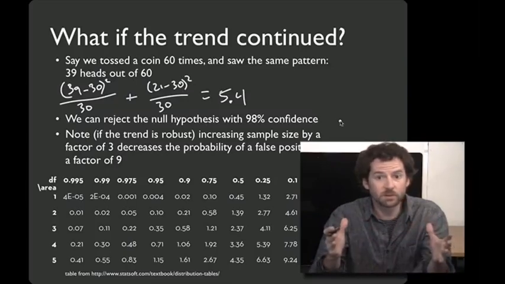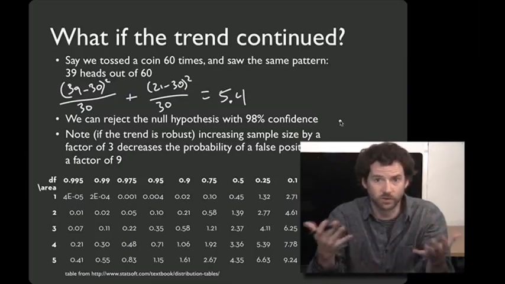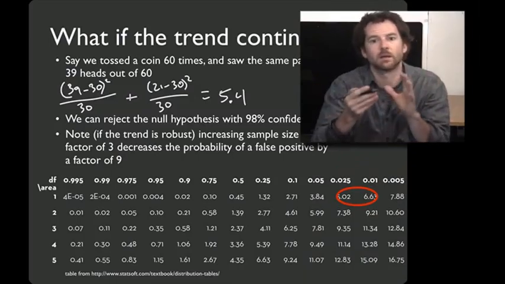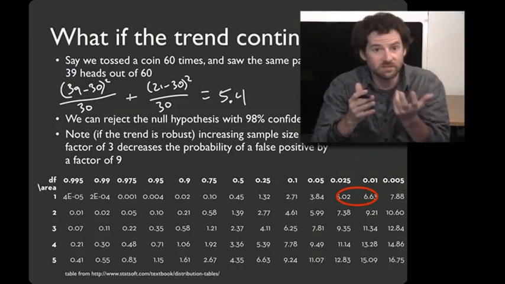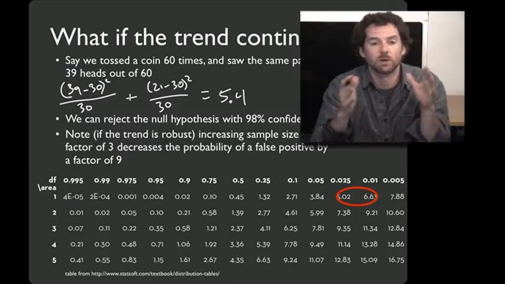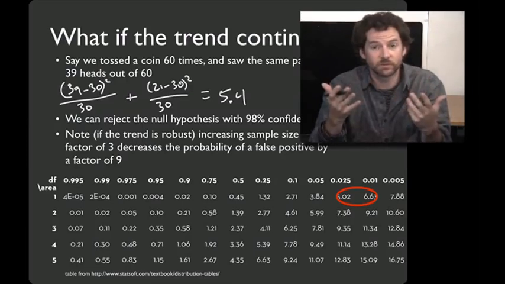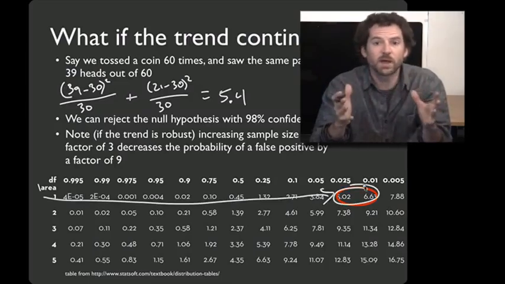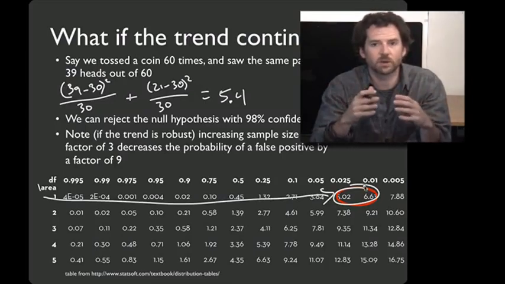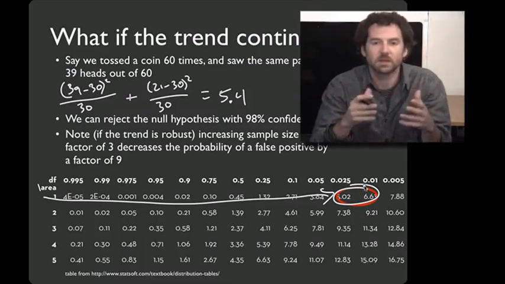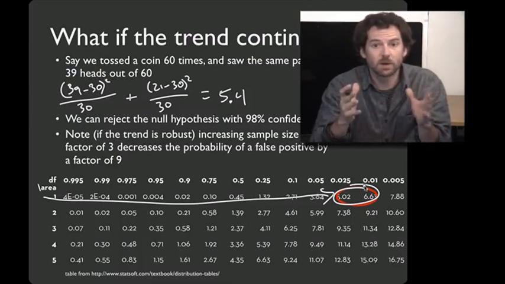And we can look up in our table, again, same coin, still a coin, so degrees of freedom is still 1. But we see now that our chi-squared value is way over to the right. And so the equivalent p-value that pops out of this table is somewhere around 0.02. So we can reject the null hypothesis that our coin is no different than an unbiased one with 98% confidence. One thing I'd like to point out is that if your trend is robust, if the ratio continues, increasing your sample size by, in this case, a factor of 3 is going to decrease your p-value by a factor of 9.